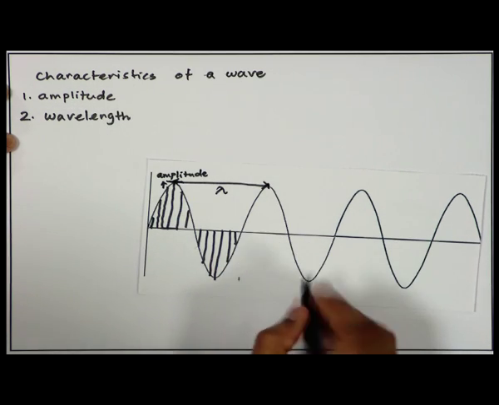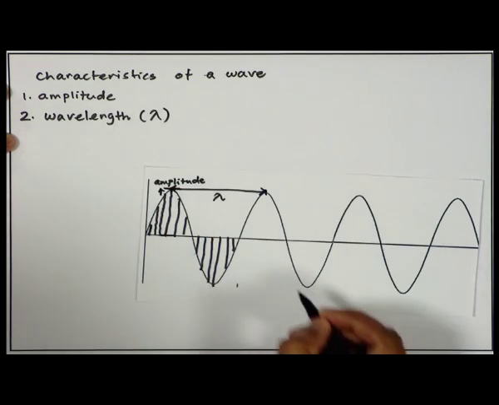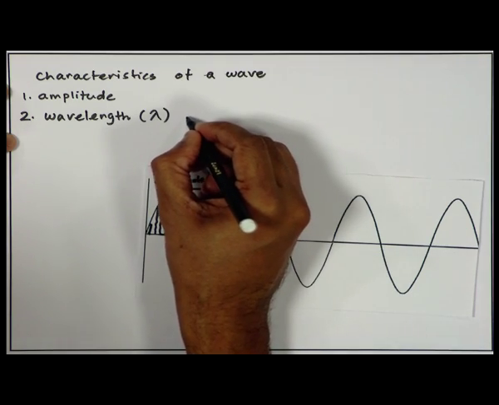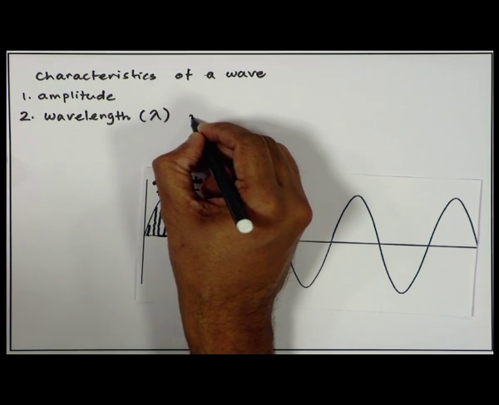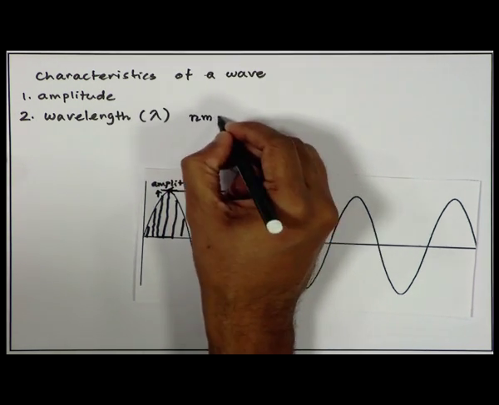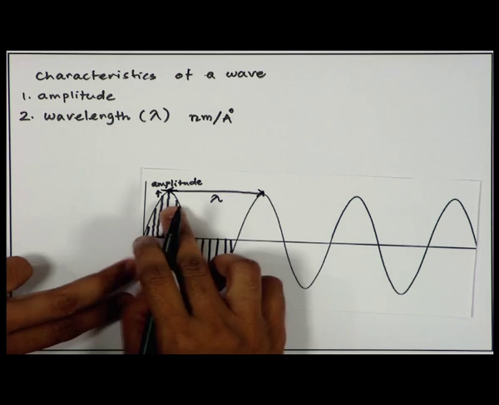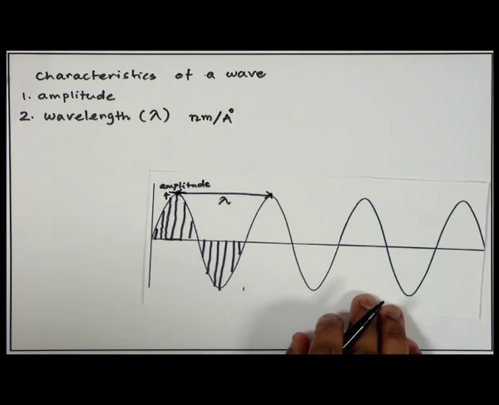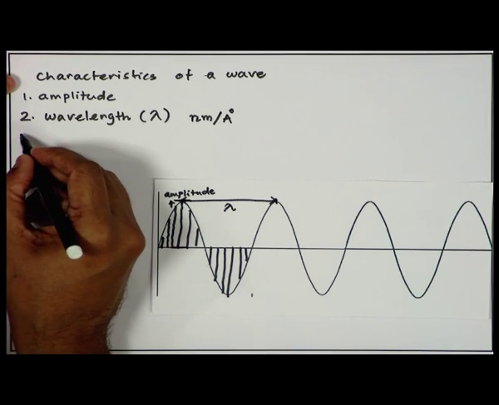As the name suggests, it is a form of length. We signify that as lambda. The unit that we use can be any length unit, but in our discussion we will use the unit of nanometer or angstrom. So, this is another characteristic property of a wave that we need to know to define a wave.